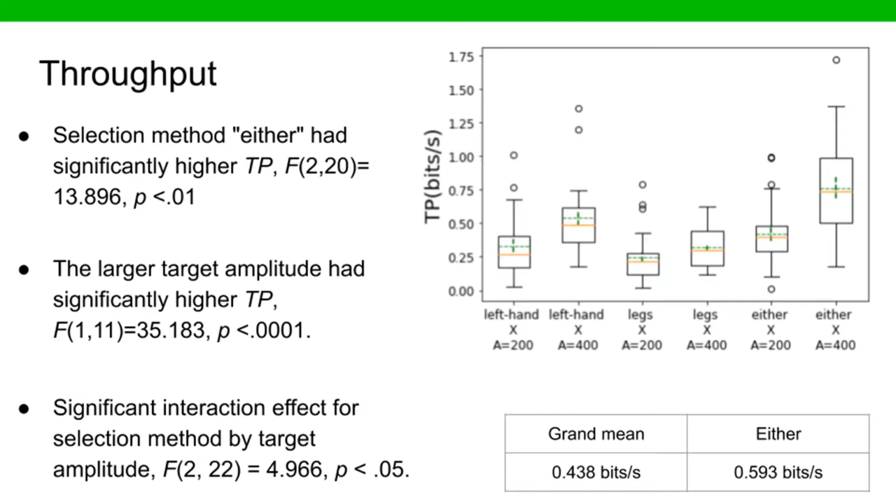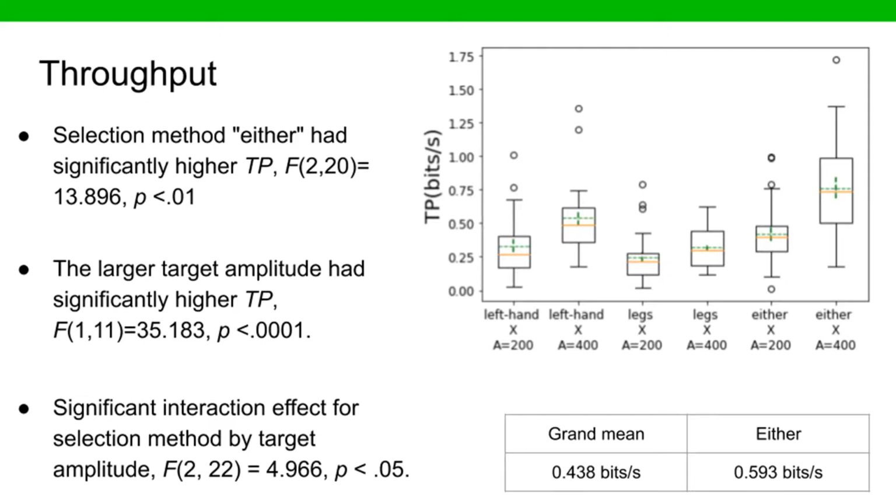Participants liked the either method. They commented that it was less frustrating and they were able to change strategy when stuck. This is possibly why it had the highest throughput. However, using the either method means we would lose the possibility to have different actions mapped to left hand or legs motor imagery, for example, a single click or double click.